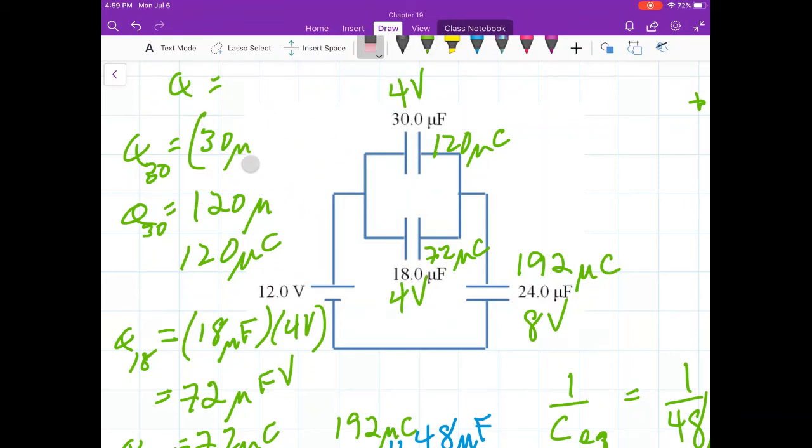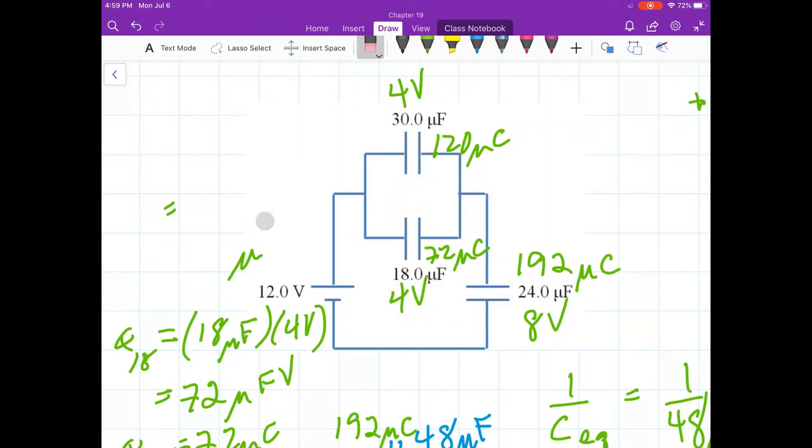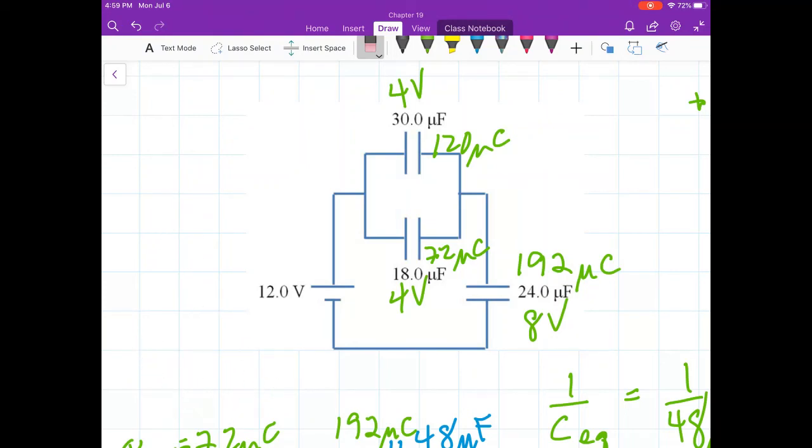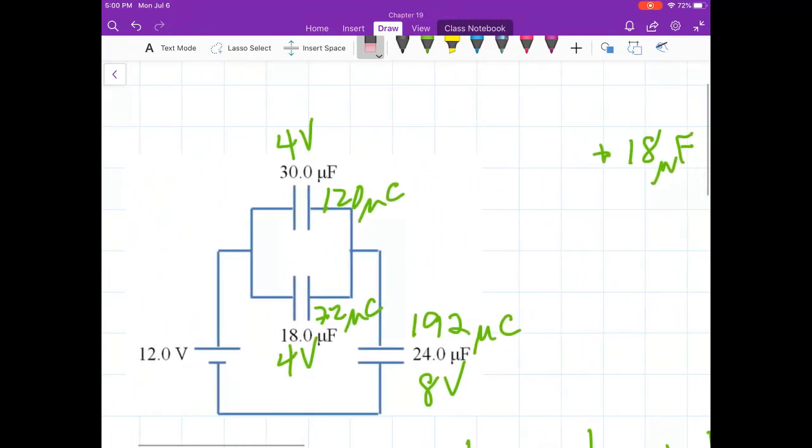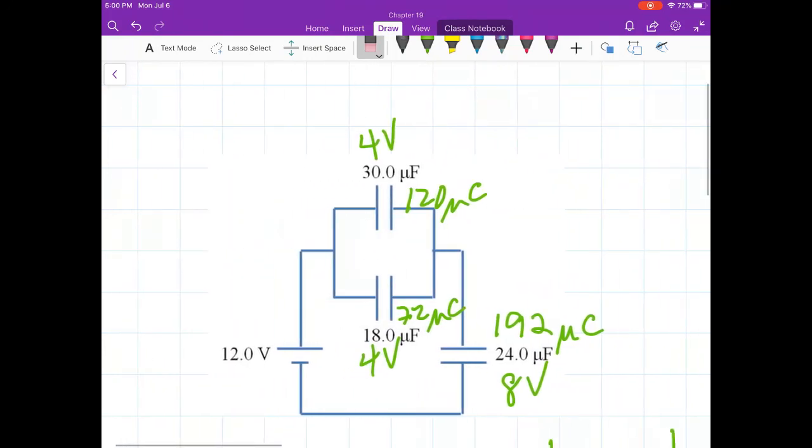So now I'm going to clean this up. Let's get rid of all this over here and see what we're left with. Now we know everything about the circuit. We have a 12-volt battery. We have a 30 microfarad capacitor with a voltage of 4 volts, 120 microcoulomb. 18 microfarad capacitor, a voltage of 4 volts, 72 microcoulomb.